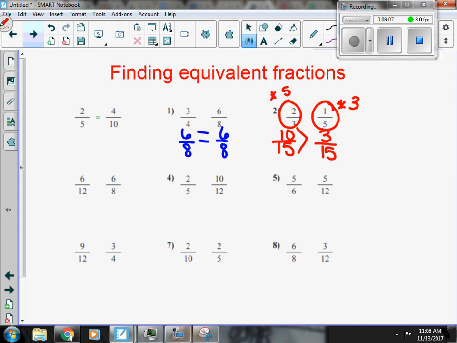Okay? I want you to try the next couple on finding equivalent fractions and show it to me before we move on to the next activity.